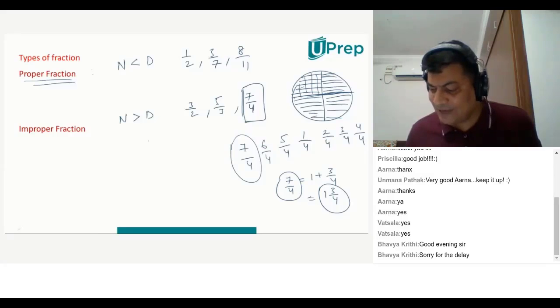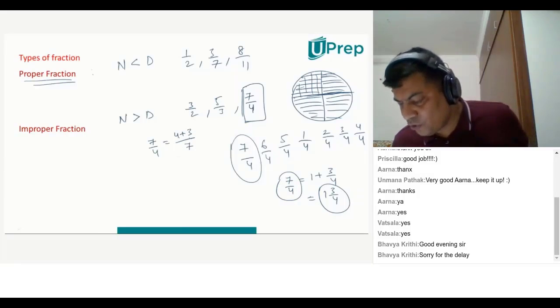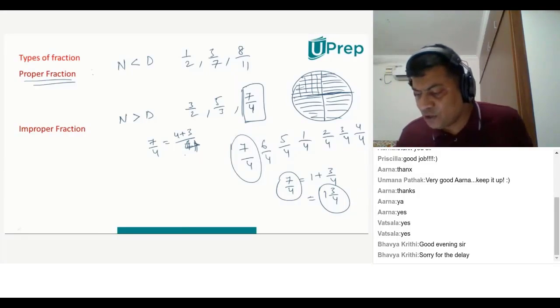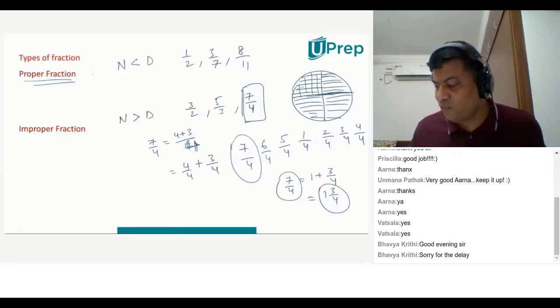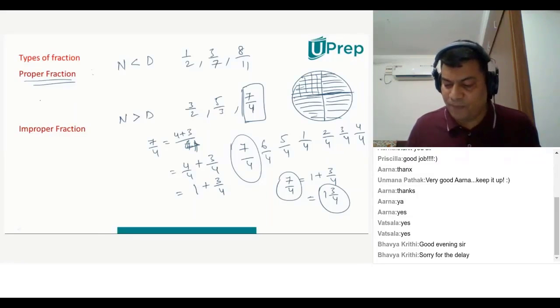So basically, there are 7 units on 4 units. When you write this, I can split this 7 as 4 plus 3, divided by 4. So basically 4 by 4 plus 3 by 4, right? I'm just separating. 4 by 4, I know it's 1 full, plus 3 by 4. So that means I have 1 full pizza, which is all those 4 parts that were divided.